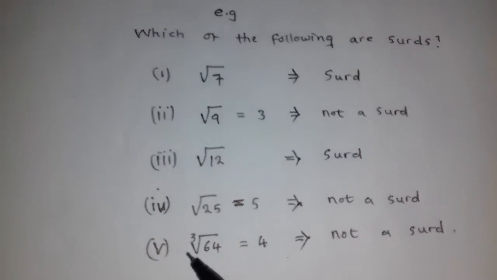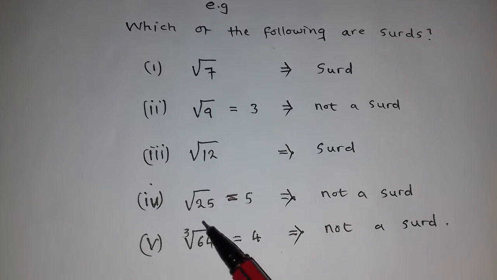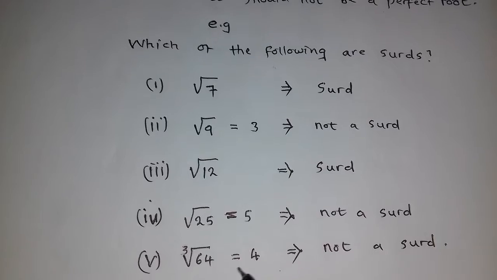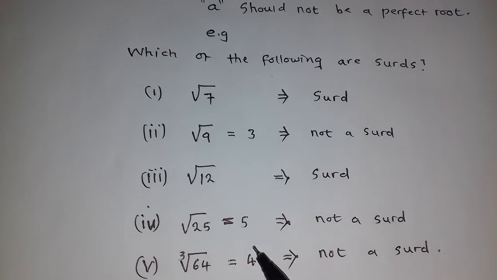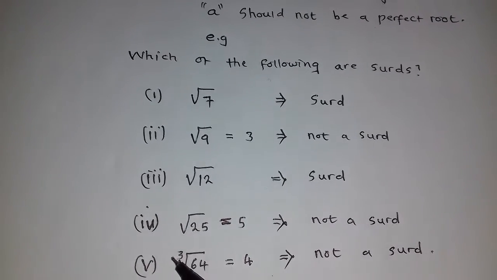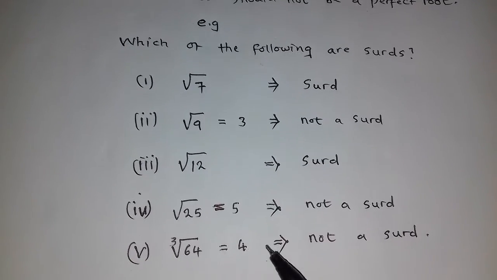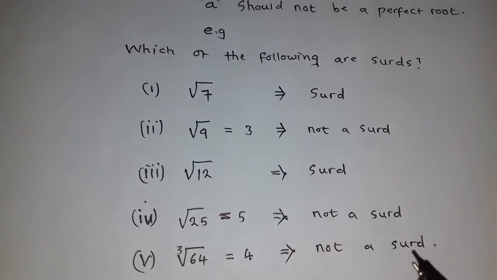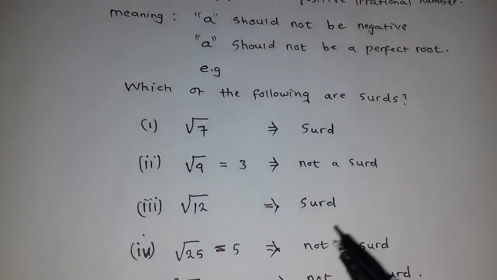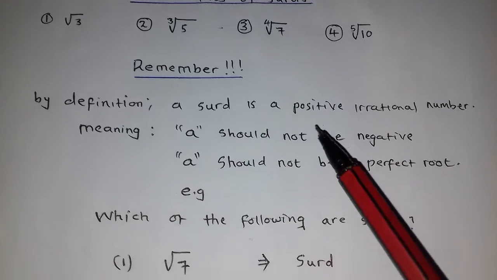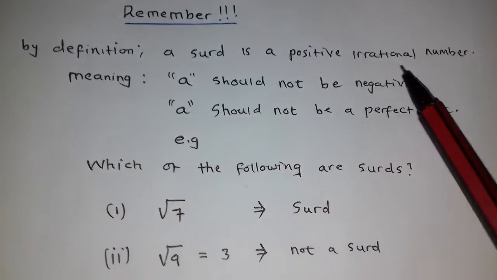The cube root of 64. We know that the cube root of 64 is 4. 4 is a number that you can multiply 3 times by itself to give you 64. Therefore, since the cube root of 64 exists, it is not a SURD. So what am I trying to say? For a SURD to be called a SURD, it must be positive and irrational.